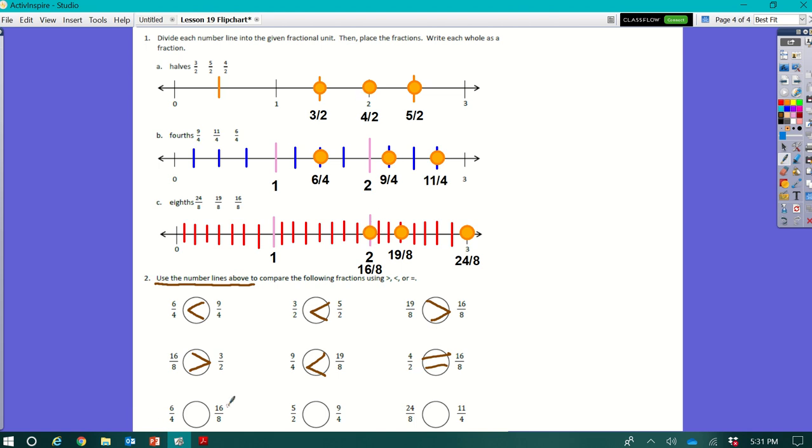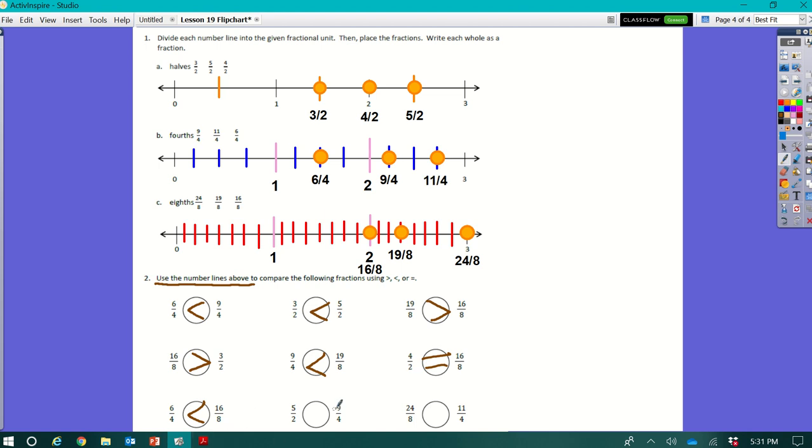Okay, 6/4 and 16/8. I'm going to find 6/4 is right here, and 16/8 is right over here at the whole number 2. So again, 6/4, 16/8. 16/8 is right at the whole number 2. So 6/4 you can see is closer to 0, and 16/8 is closer to the whole number 3. So 6/4, since it's closer to 0, it is less than 16/8. All right, you're doing great. Hang in there, we got 2 more.